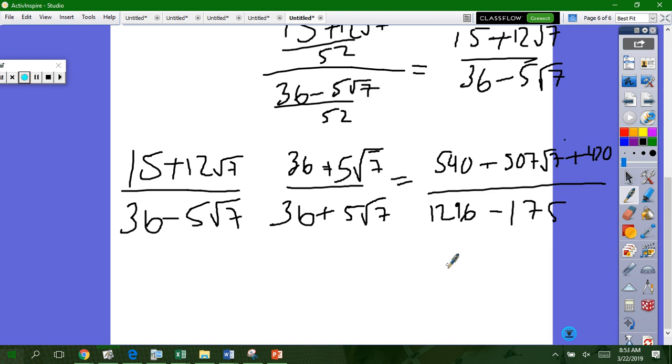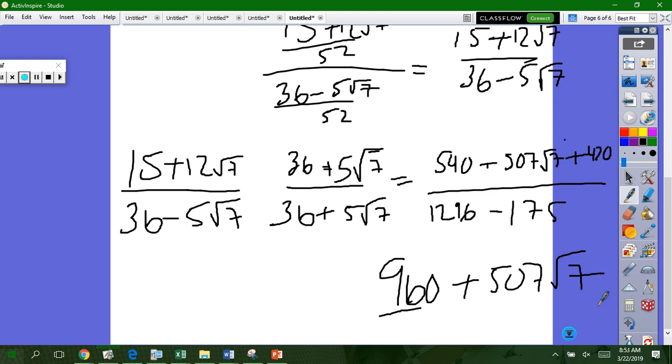So here we go. 540 plus 420 is 960 plus 507 root 7, all over 1121. There you go. Now, I made those up, so that's probably why they're nasty. It might look different, but if you put it in your calculator, they'd be equivalent. Does that make sense? Okay.